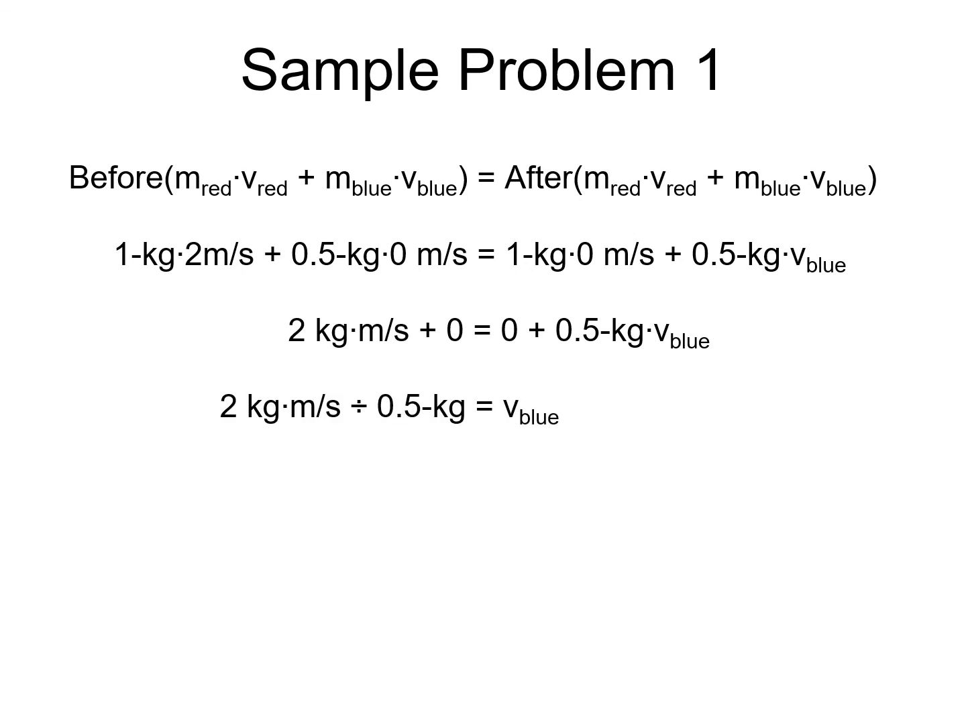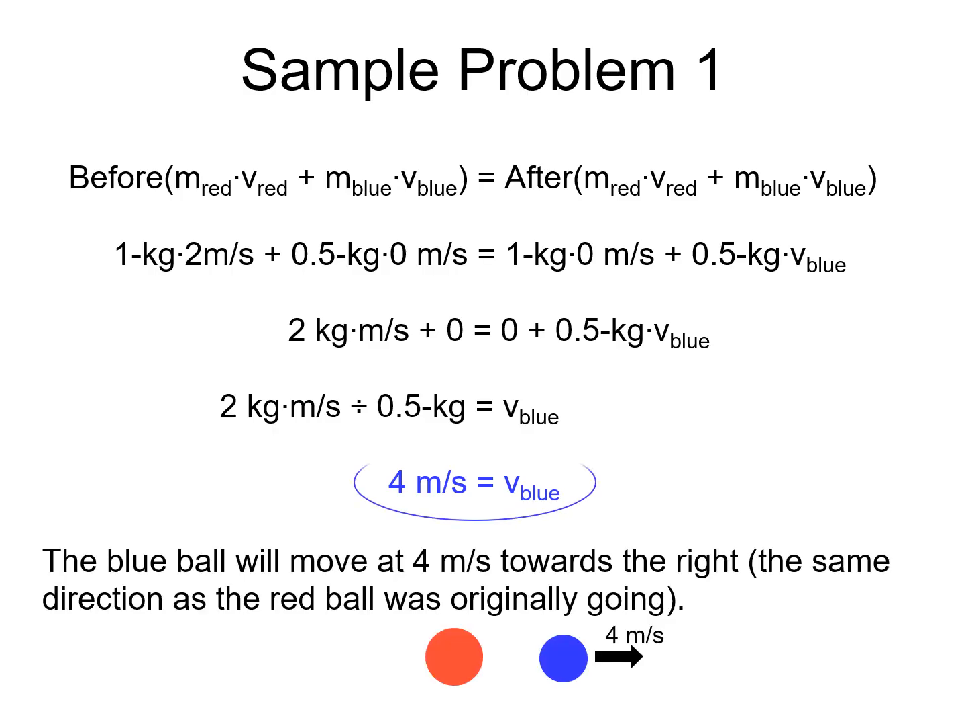And now we're going to divide both sides by 0.5 kilograms. So 2 kilograms divided by 0.5 will be 4. And the kilograms cancel out, the meters per second do not. So it's 4 meters per second. You'll notice it's positive. That means the blue ball is moving at 4 meters per second toward the right side of the screen, the same direction as the red ball. It's going twice as fast as the red ball. And when you think about it, that makes sense because it was twice as small. So that's an elastic collision.